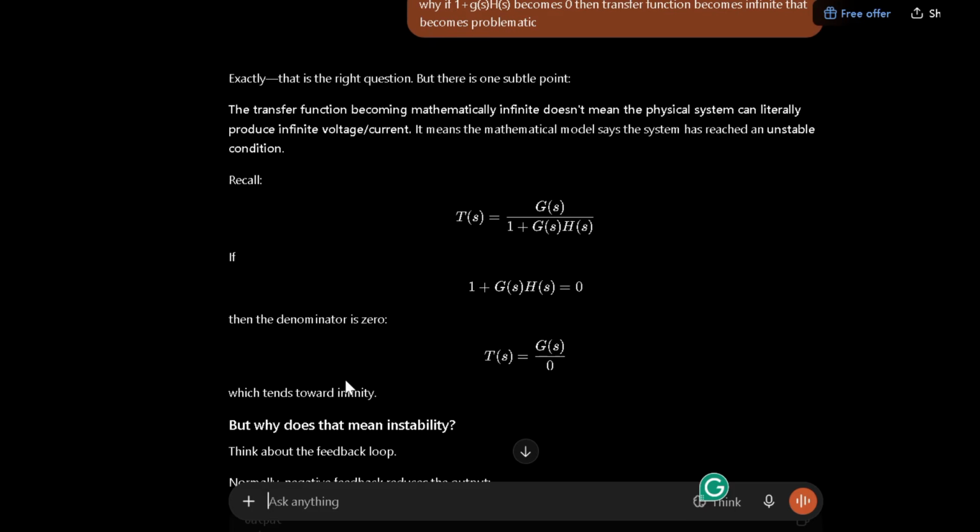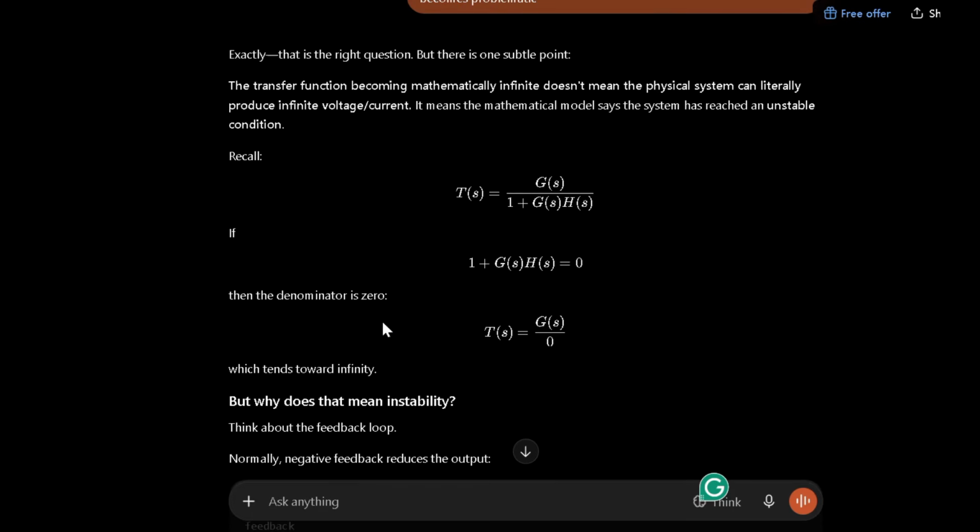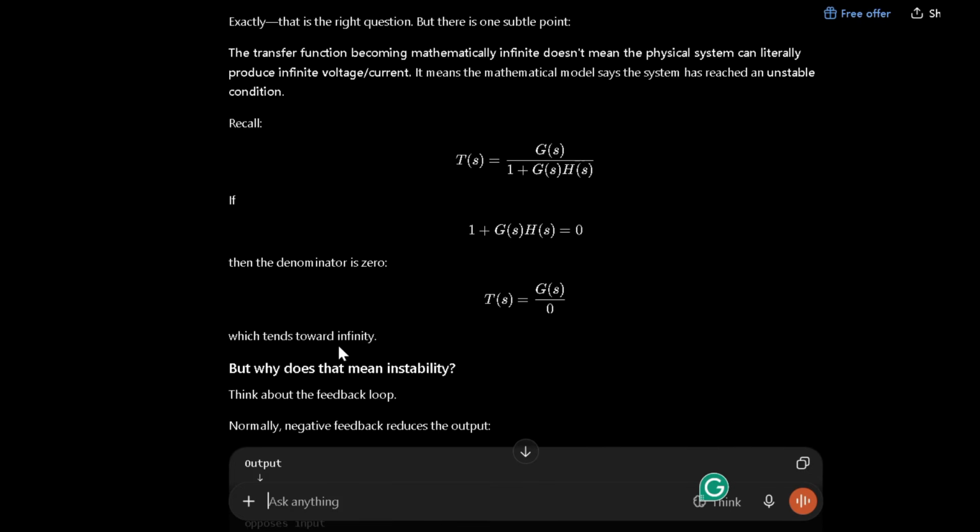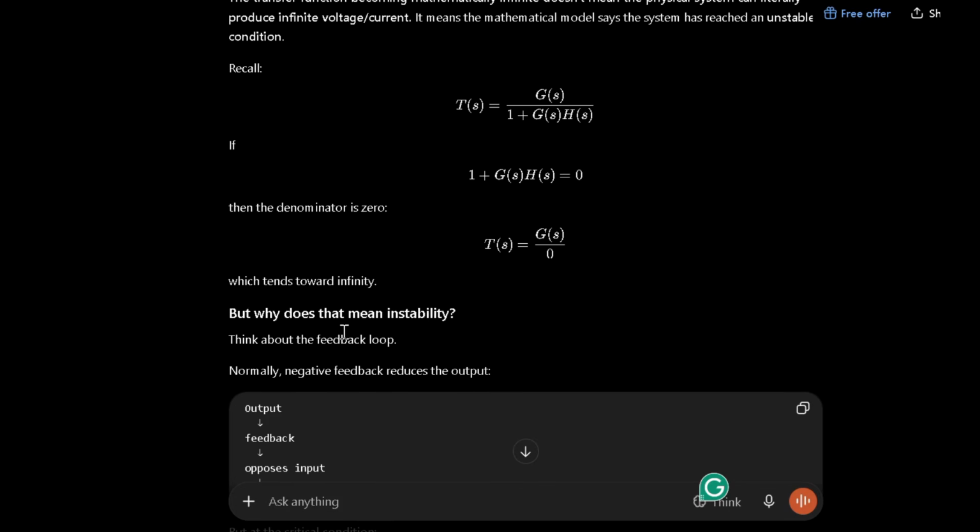If 1 plus G(s)H(s) is equal to 0, the denominator is 0, which tends toward infinity. But why does that mean instability? Think about the feedback loop. Normally, negative feedback reduces the output. The feedback opposes the input, and the system settles.